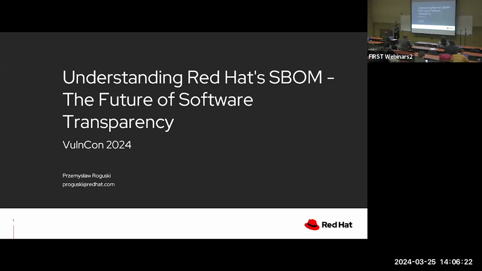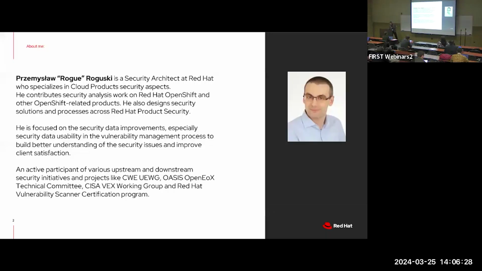In this session, I would like to tell you about the Red Hat SBOM journey. But first, let me introduce myself. My name is Przemyslaw Roguski, but I know my name is pretty difficult to pronounce, so everyone calls me Rogue. I'm a big fan of Star Wars, so that's why Rogue. I'm a principal security engineer at Red Hat. I've worked at Red Hat for 4 years already.